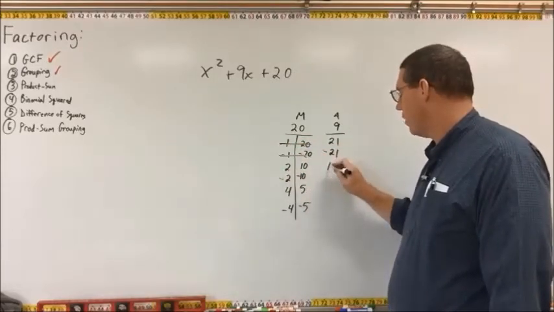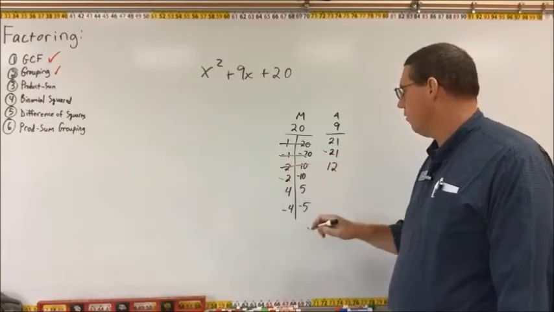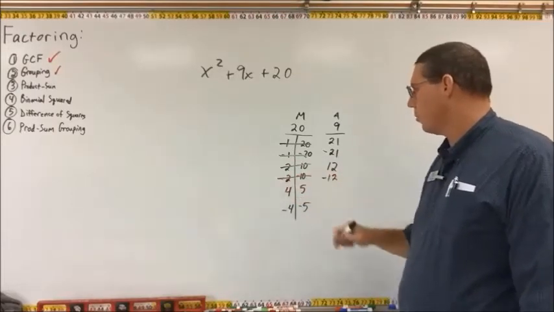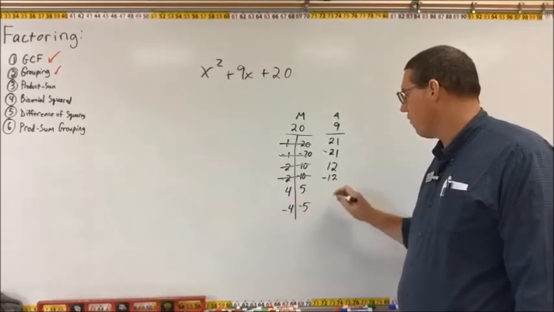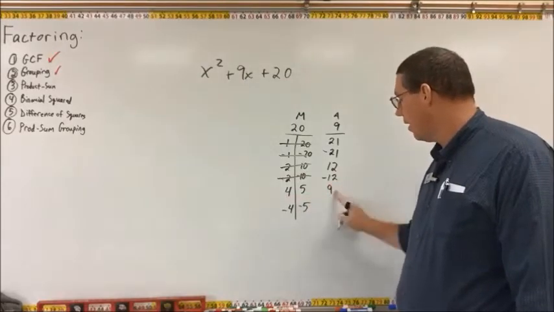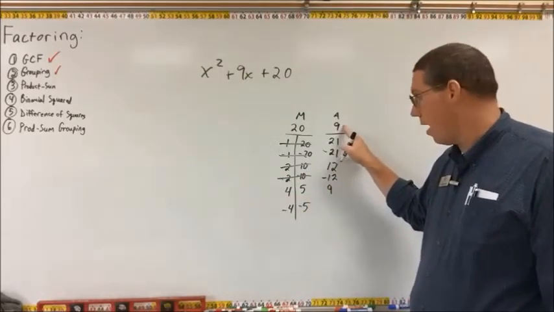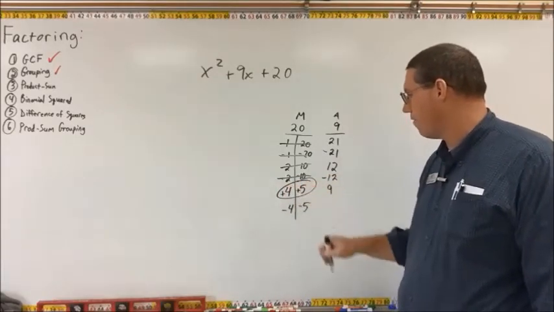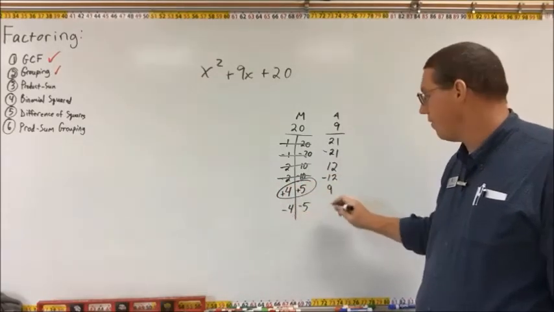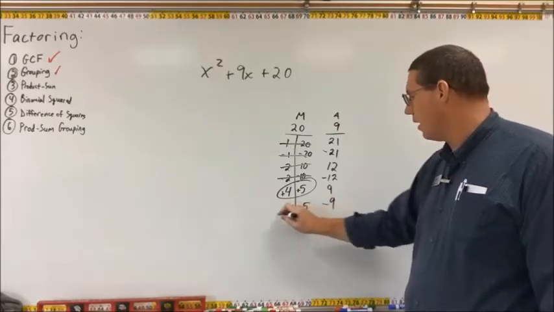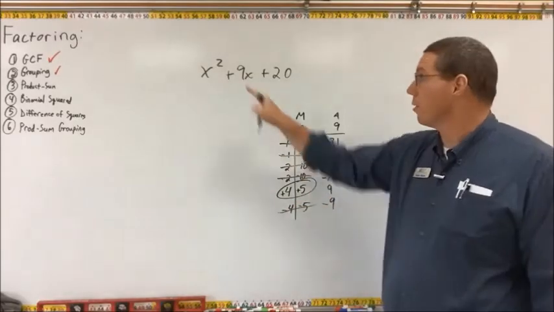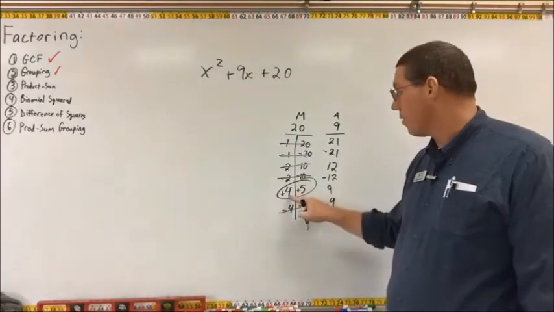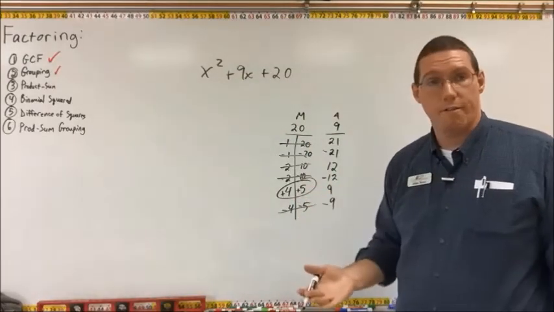2 plus 10 is 12. Not what we're looking for. -2 and -10 is -12. Not what we're looking for. 4 plus 5 equals 9. That's what we're looking for, 9. So these are our two numbers, +4 and +5. If we had done -4 and -5, that would have been -9, and that's also not what we're looking for. We are looking for +9. And so our two numbers are +4 and +5.